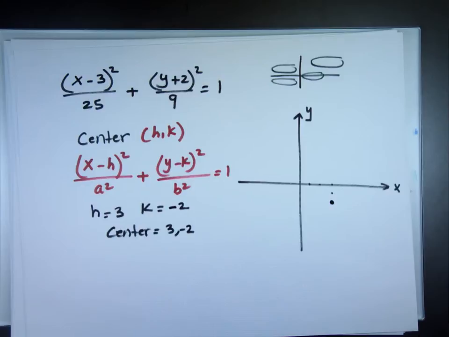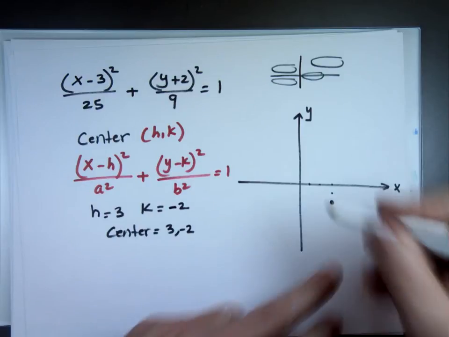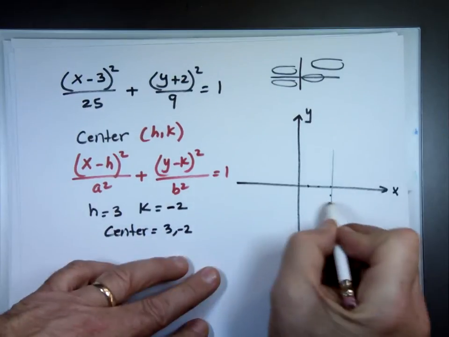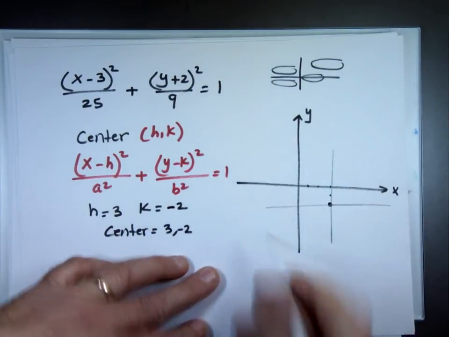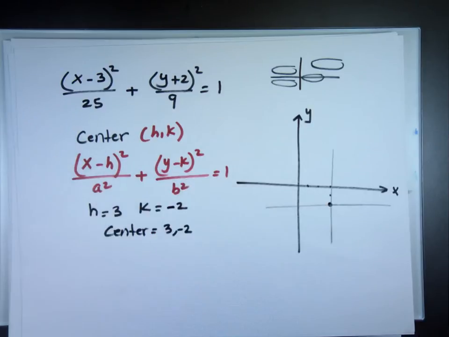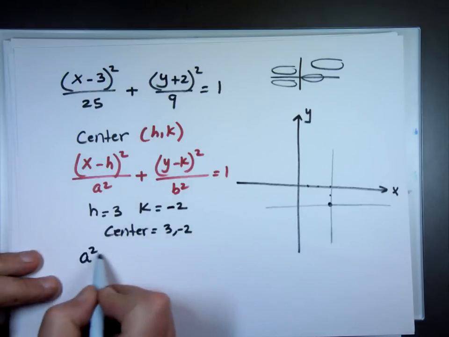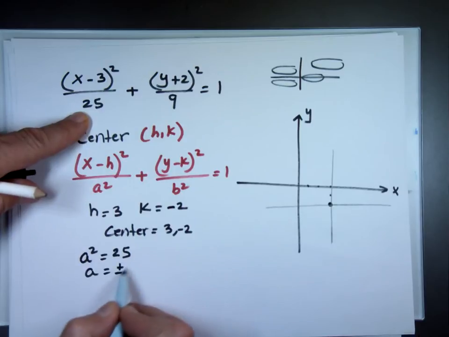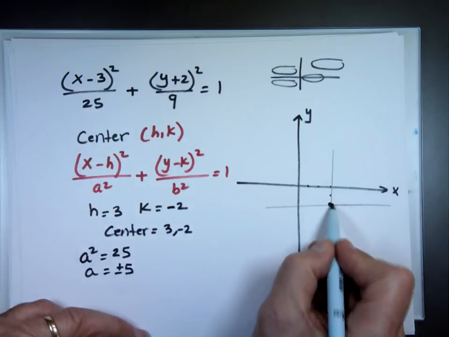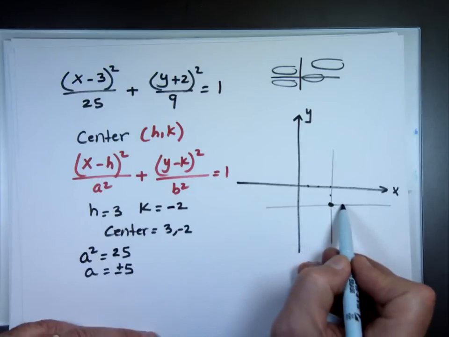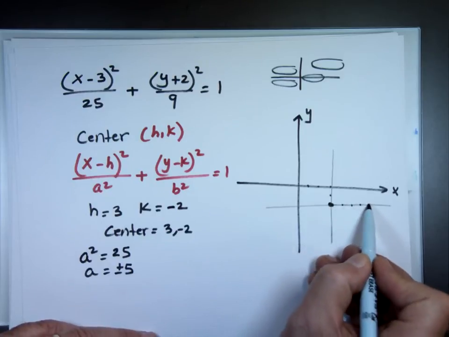If you make a new axis going through this point, and start graphing based on that new axis. So now a squared is what? It's 25, right? Which means a is plus or minus 5. You're going to go 5 to the right of this point. Notice, not the origin, the new axis. 5 to the right. 1, 2, 3, 4, 5.